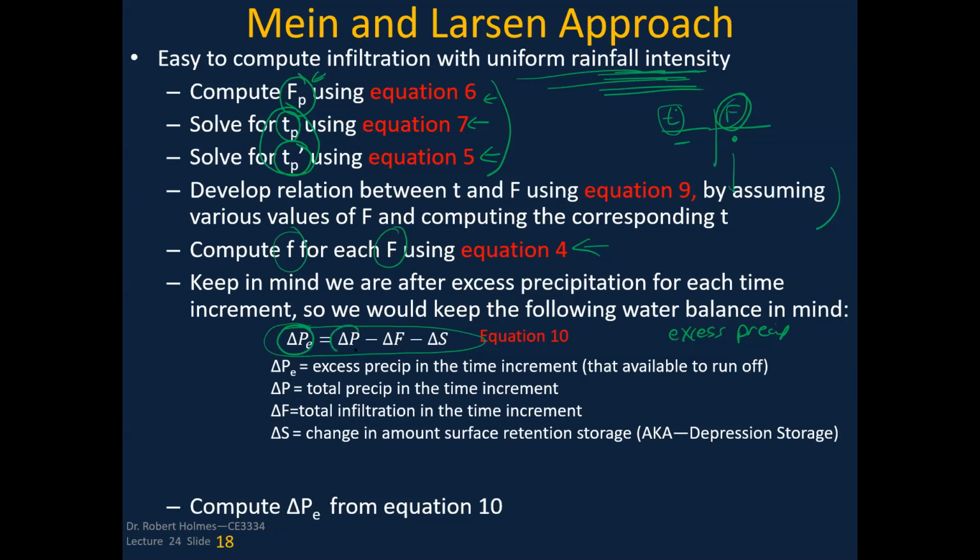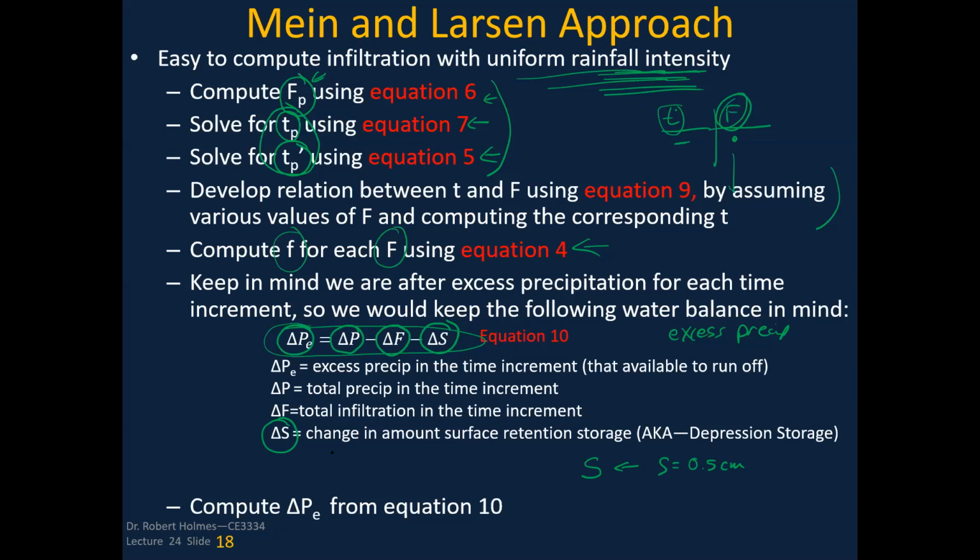And then I've got the total rain that fell in that time increment. I've got the amount that was infiltrated during that time increment. And then I've got something called the change in amount of surface retention storage, also known as depression storage. So you've got to set the value of S, which is the total amount of depression storage that your watershed has or needs before runoff can occur. We're going to use an example in a little bit where S is equal to 0.5 centimeters. It gives you an idea of the scale of that. And so you have to track how that's changed.